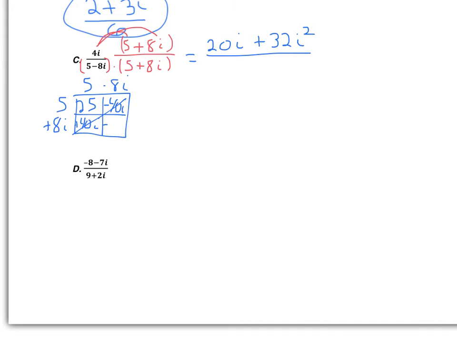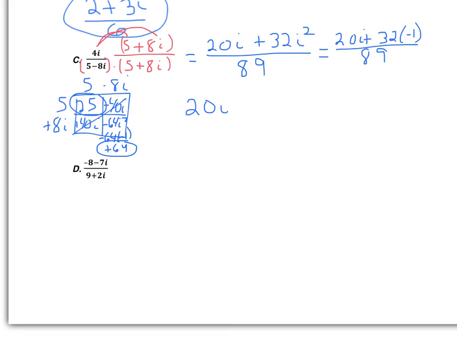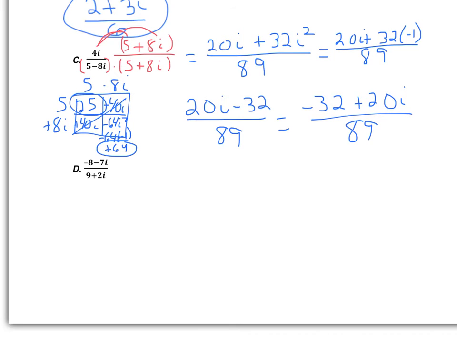And then minus 8 times 8 is 64 i squared, but we know that i squared is a negative 1. So negative 64 times negative 1 is a positive 64. So then 64 plus 25, we have 89. And I can't divide by the same number for all of them, so I'm not going to simplify that, but what I can do is 32 times i squared, so we have 20i plus 32 times negative 1, because i squared is negative 1, all over 89. And then a negative times a positive, I have 20i minus 32 over 89. And again, I'm going to put the real first, so I have negative 32 plus 20i over 89. And that would be my answer.